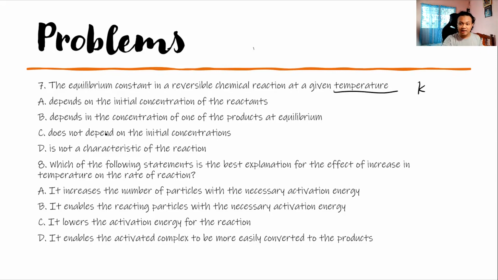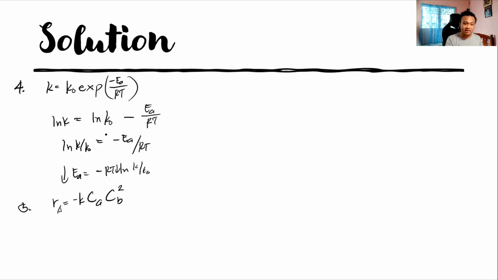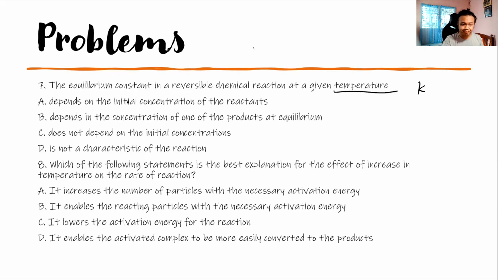but as you can see, in our K, it only depends on T, right? And also the EA, the activation energy. That's all the K depends on. So it does not depend on the initial concentration. It does not depend on the concentration of the products, and it's not a characteristic of the reaction. Meaning, this does not depend on the initial concentrations. This is the only answer there.